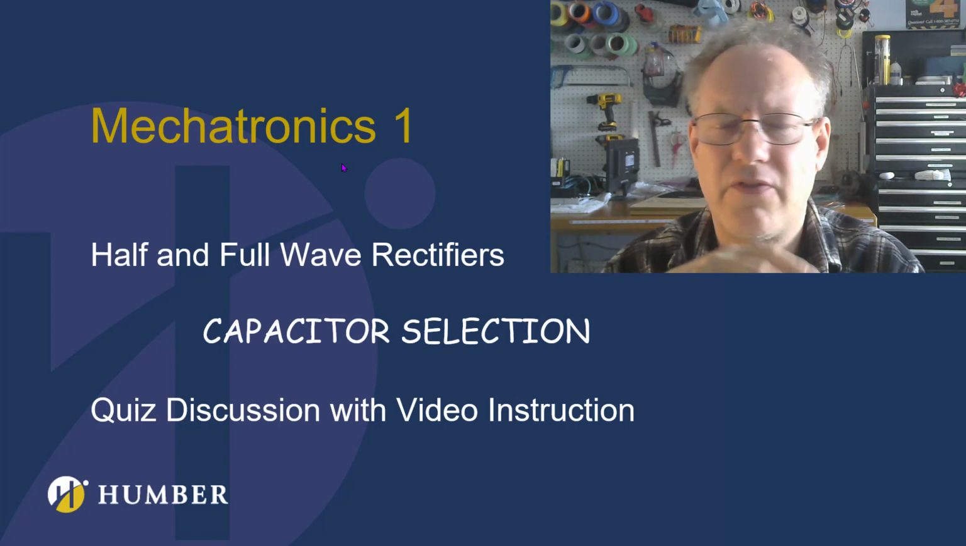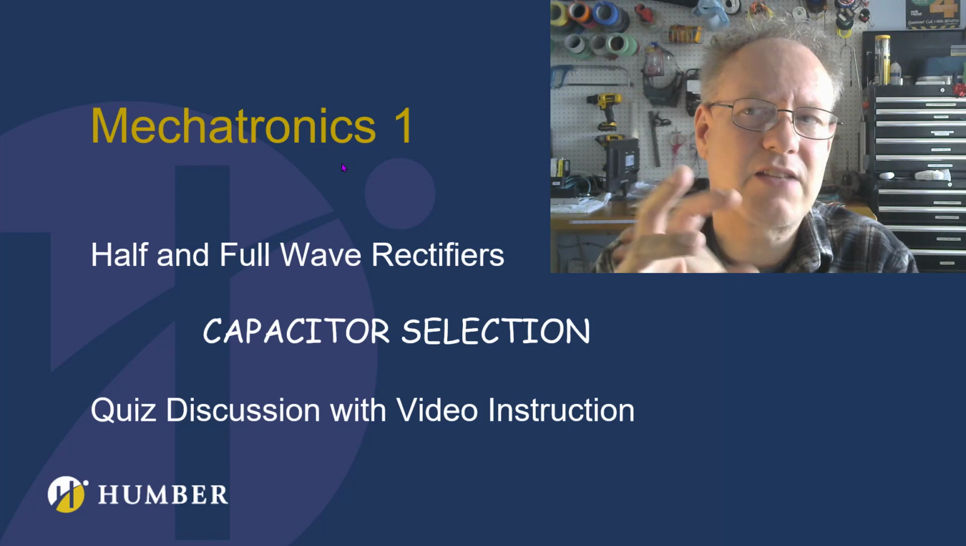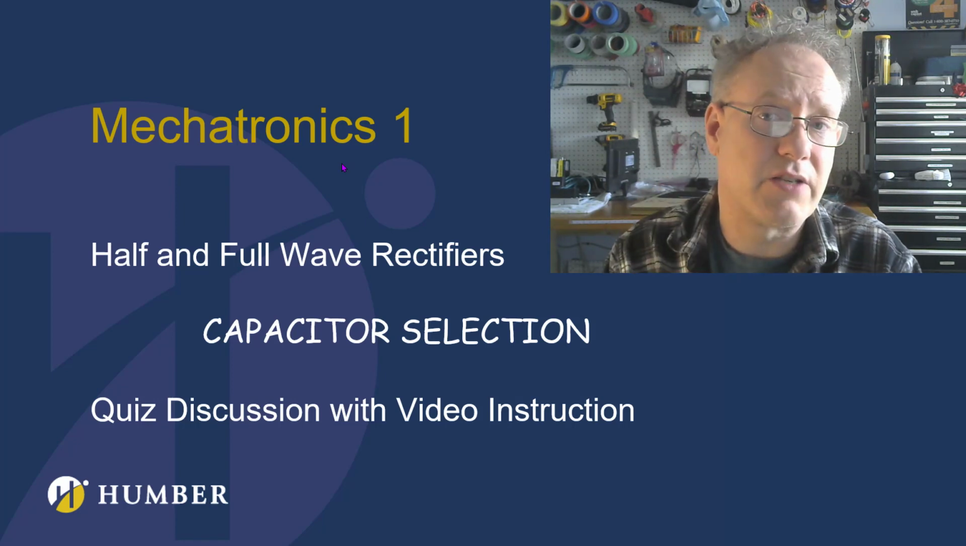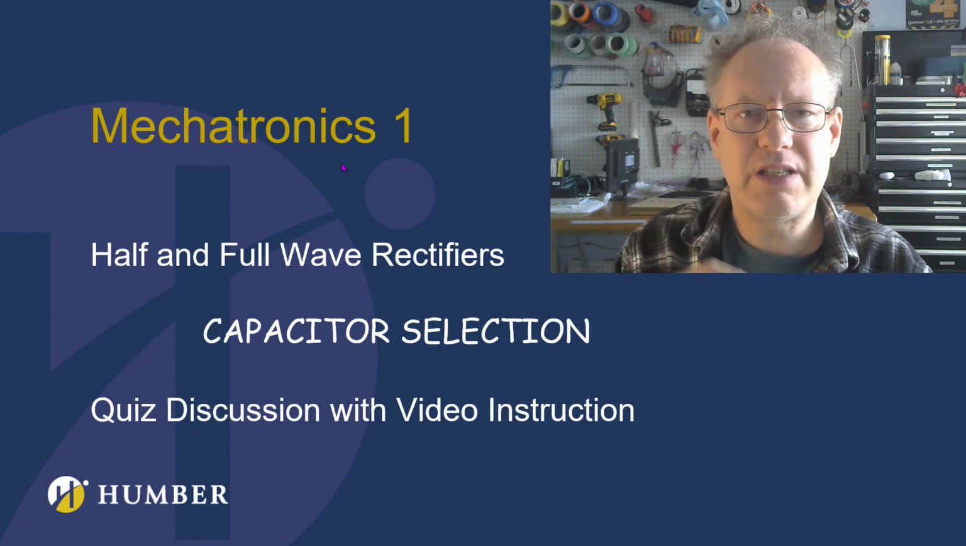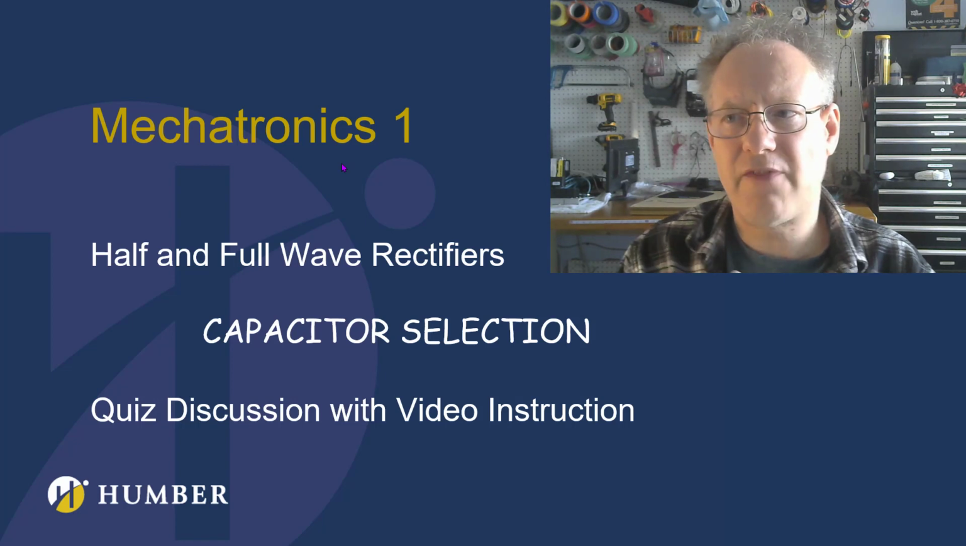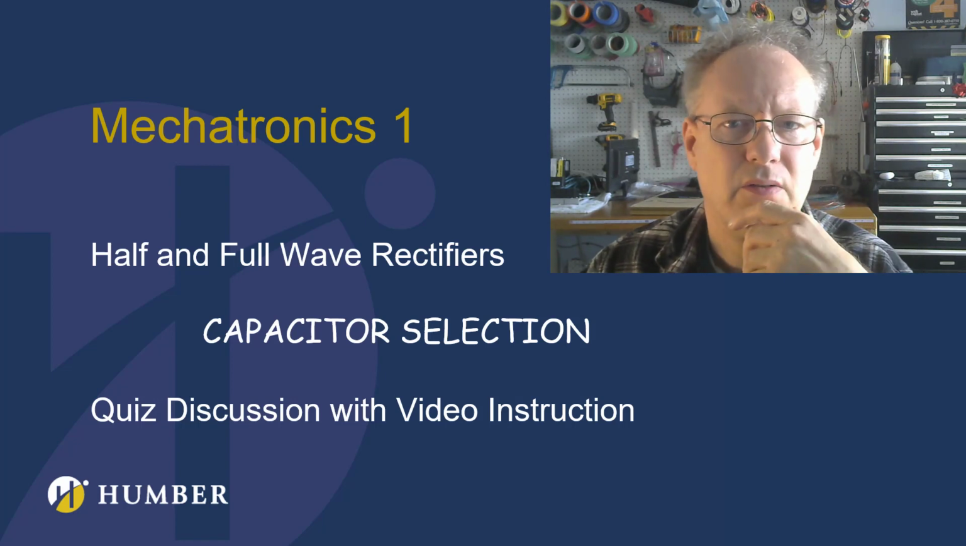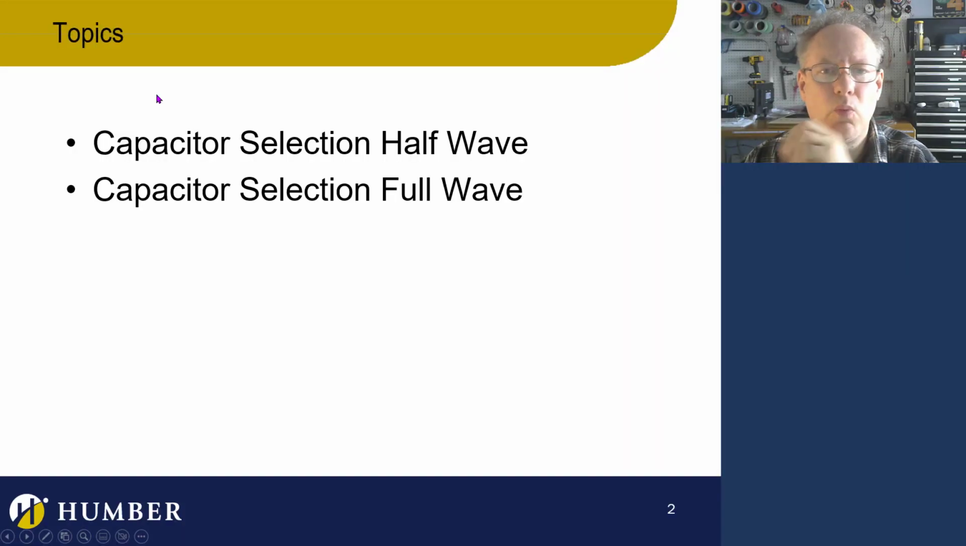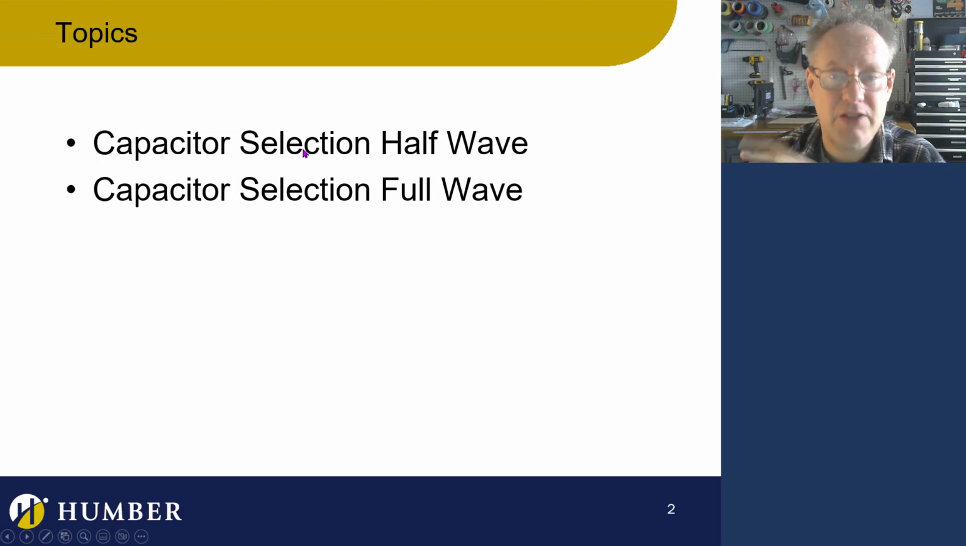I'm going to focus on frequency, and I think that's one thing you really need to understand: the frequency changes depending on whether it's a half wave or a full wave. Really? Yeah, let's take a look. So I'm going to unpack capacitor selection for a half wave and capacitor selection for a full wave. And again, whether it's a bridge rectifier or a center tap transformer, it doesn't matter. It's the exact same formula.